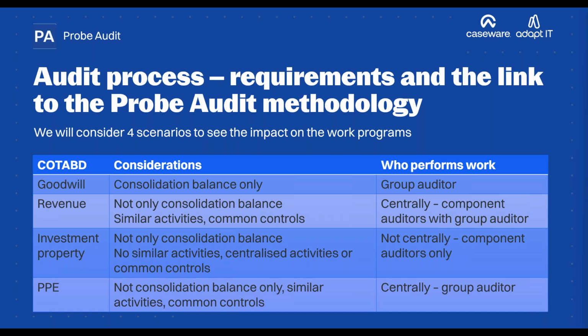Then for property, plant and equipment, again, not a consolidation balance. There are similar activities and common controls. I just wanted to pick an account that is likely to be like that. So let's say they actually manage the property, plant and equipment from the holding company side. You can now imagine your own scenario, but in terms of being able to show it to you in the documents, I wanted something that's also relatively high up on the list. So PPE for today is going to be audited centrally by the group auditor.